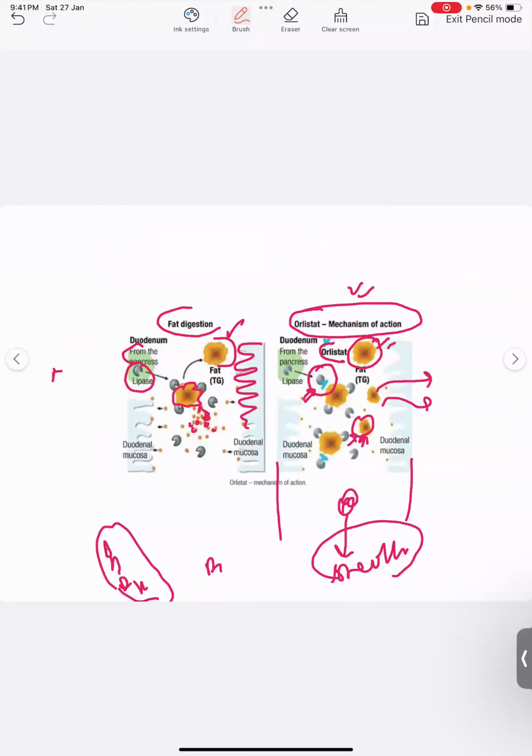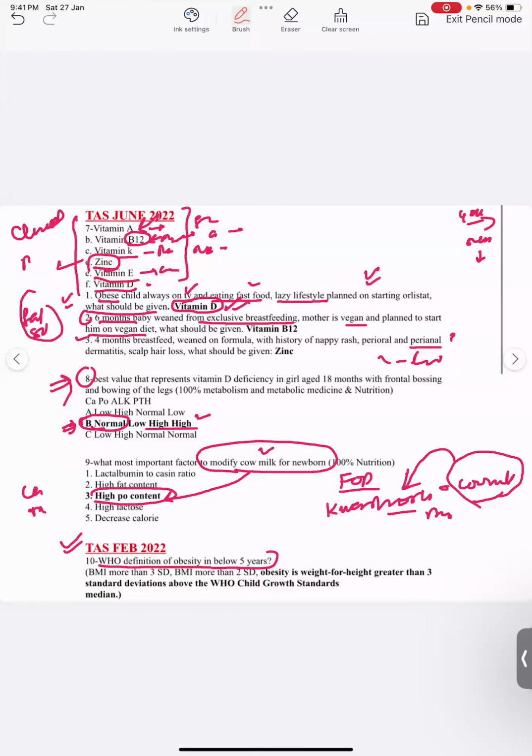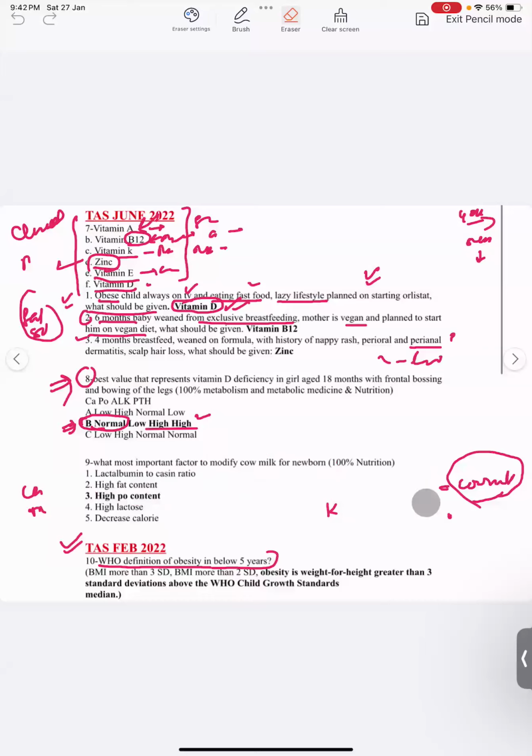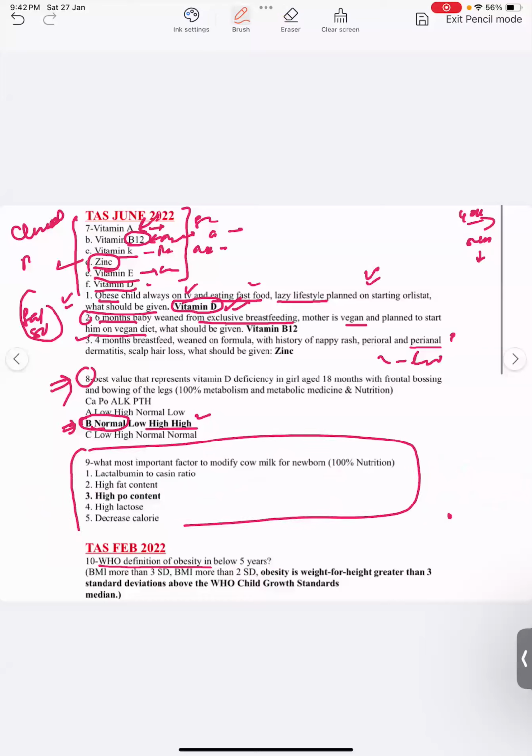Sorry, which question? What is the most important factor to modify cow's milk for the newborn? Okay, sorry, I just interpreted it like this, but they are asking about that comparison. Yes, Dr. Saima, that is basically the high phosphorus content. Right, that is also high in phosphorus. That is for the newborn.